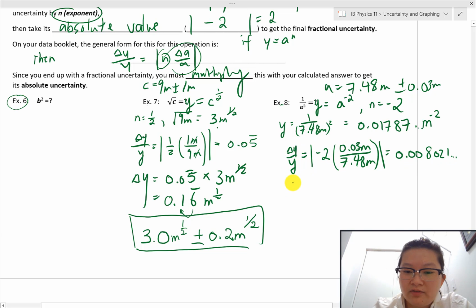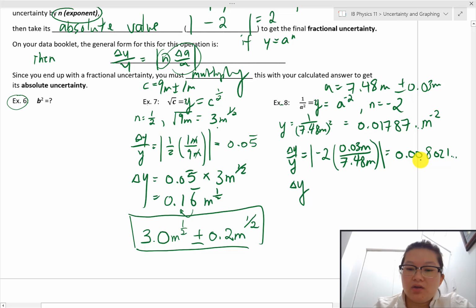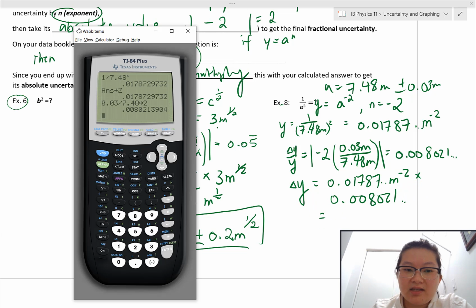So now if I want to find the absolute, ooh, ouch. Take a look at this relative fractional uncertainty here is going to be less than 2%. I'm going to need to round my absolute value to 2 significant figures now. So after I do the multiplication, of course, which is 0.01787 meters to the negative 2 times my fractional uncertainty of 0.008021, and I am going to get, ooh, that's a very tiny number.